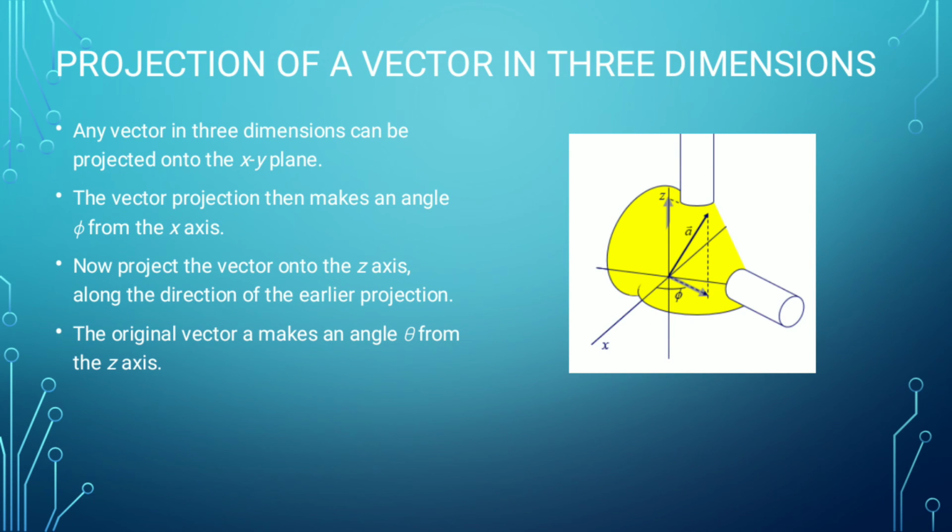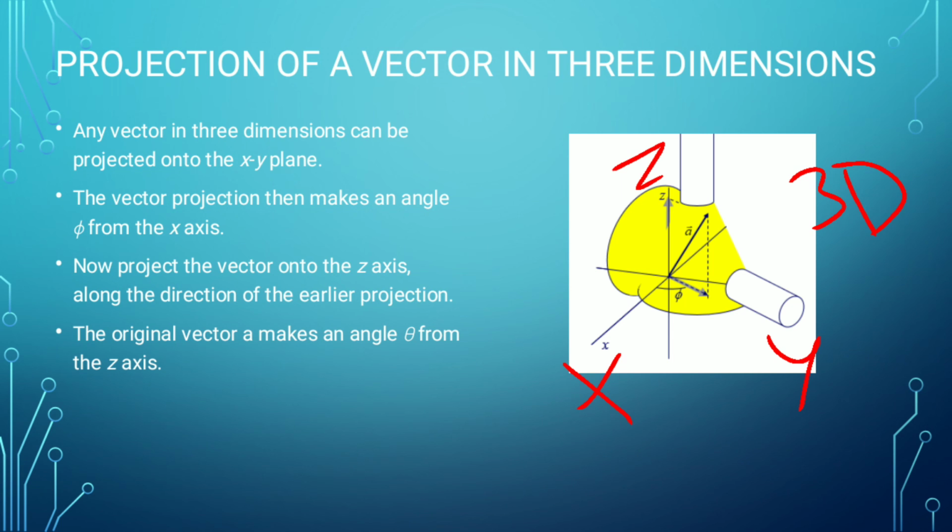See here, any vector can be represented in 3 dimensions. That can be a projection in the XY plane. See here we are having 3 axes. What are the 3 axes? X is here and Y is here and this is our Z axis. Here I am going to project a vector in 3 dimensions. In terms of a 3-dimensional axis we are going to represent a vector.